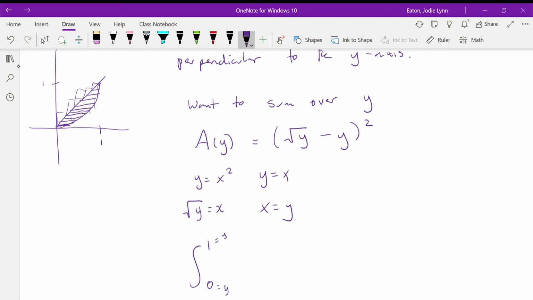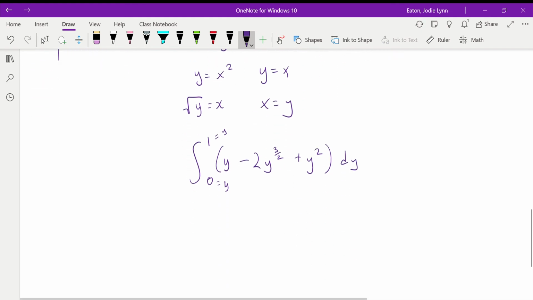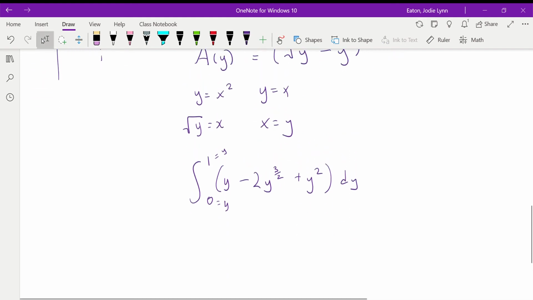And so this is going to be the integral from y equals 0 to y equals 1. I'm going to expand the brackets here again. We get y minus 2y to the 3 halves plus y squared. This is going to be dy. So we are going to integrate this.